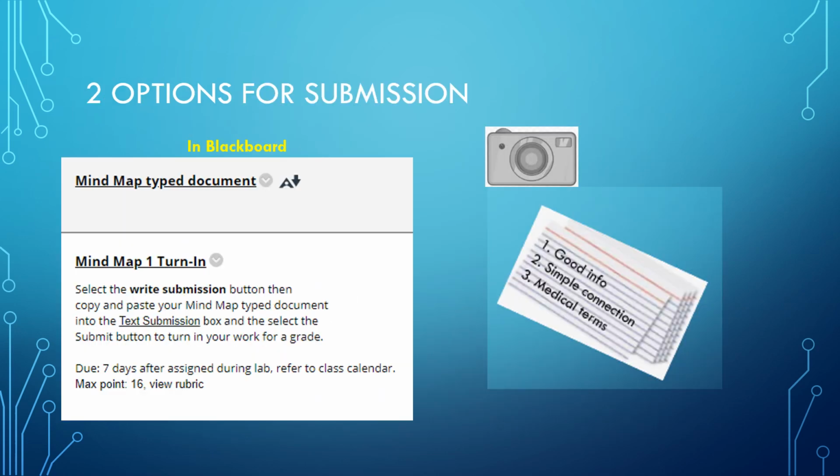There are 2 options for submission. In Blackboard, there's a mind map type document that you can use to record your information. Or if you want to use the 3x5 card method, because it's easier for presentations, take a picture of those 3x5 cards in order 1 through 13, and then add those pics to a document to submit in the Mind Map 1, 2, 3, and 4 turn-in assignment in Blackboard. It is that easy.